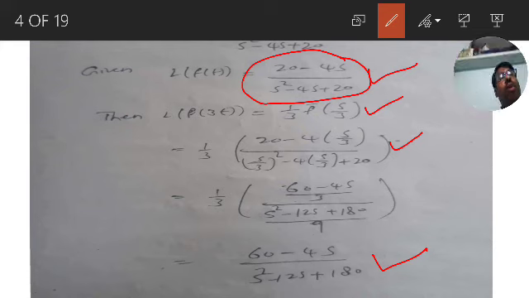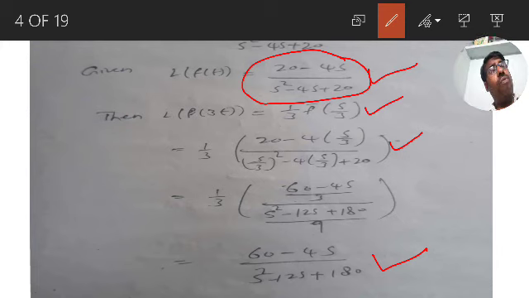1 by 3 into f bar of s by 3. L of f of 3t is 1 by 3 into f bar of s by 3. So our final answer is (60 minus 4s) by (s square minus 12s plus 180).